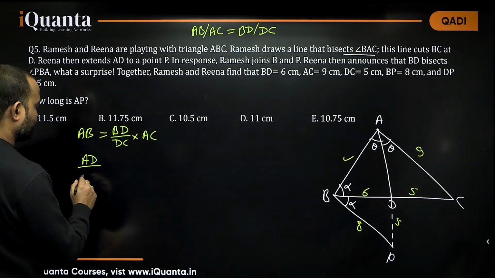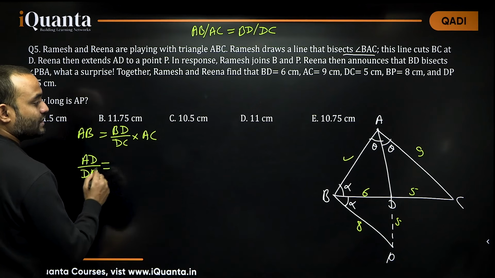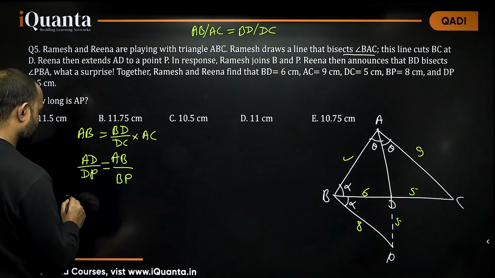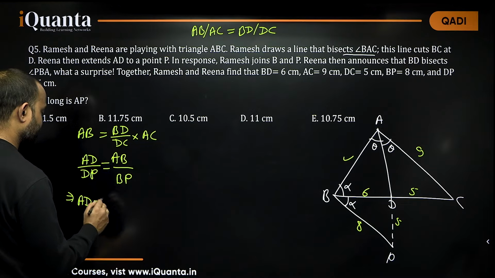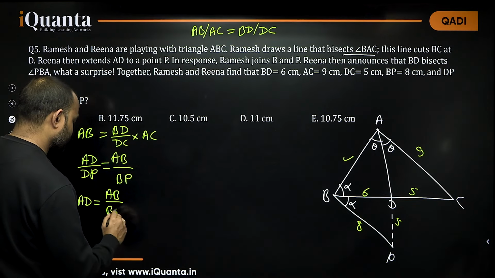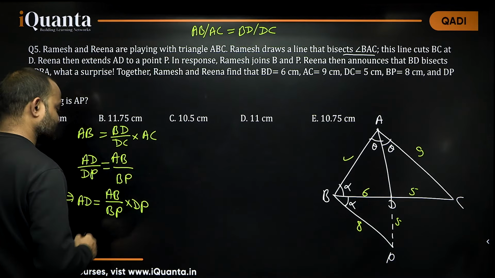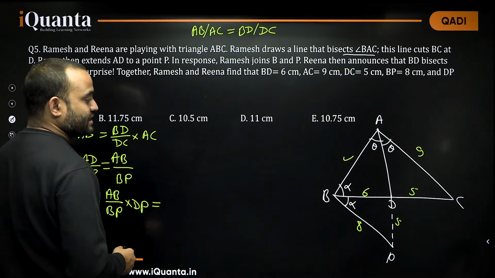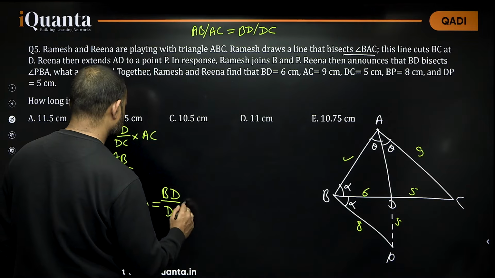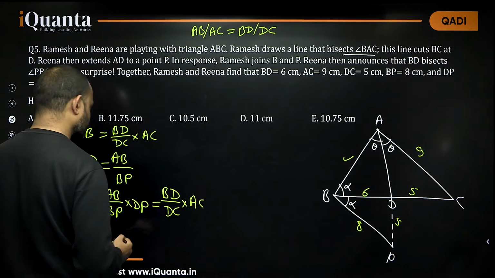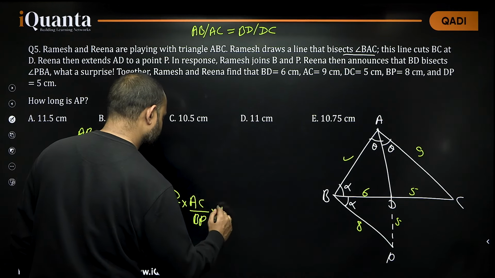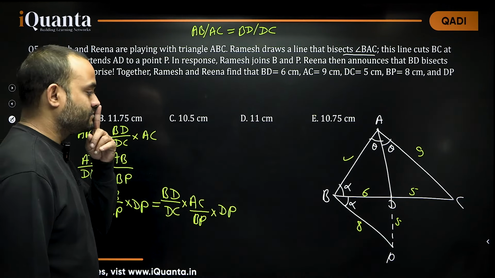So, AD upon DP will be equal to AB upon BP, or we can say AD will be equal to AB upon BP into DP, correct? Now, let us put the values. What is AB? AB is this. So, BD upon DC into AC, and then divided by BP into DP, correct? This is all we need to find AD.